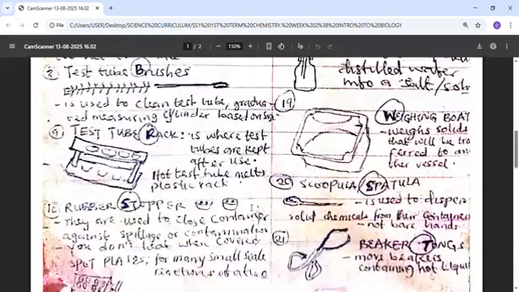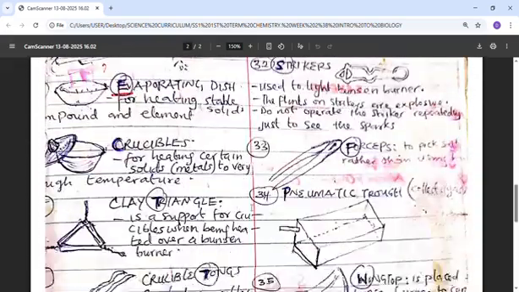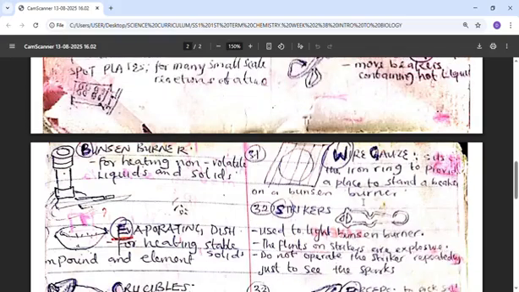Then we also have another apparatus here called wire gauze. This one is used with the Bunsen burner. Once fire is coming out, you put your tripod stand and place wire gauze on it. It's just like what those who roast corn use. When they want to roast corn, they use the nets. So that's how this wire gauze is.